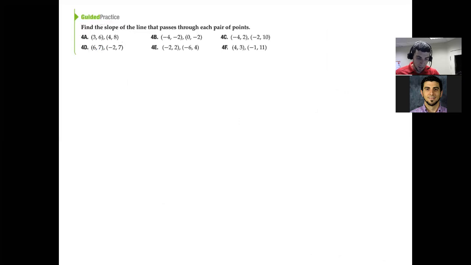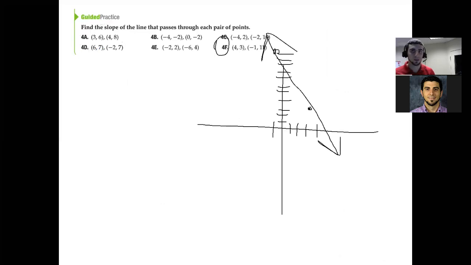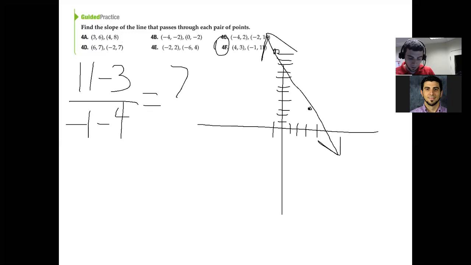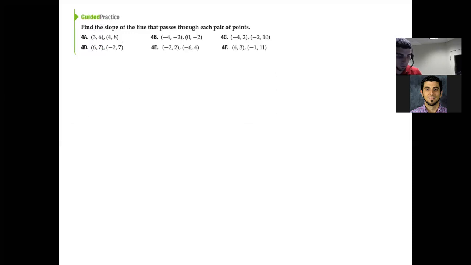Okay, and F. If I plot those points, -1, 1, 2, 3, 4, 5, 6, 7, 8, 9, 10, 11, and 1, 2, 3, 4, 3. What kind of slope should I get just by looking at the graph? Right, I should get a negative slope. So I would do 11 minus 3 over -1 minus 4, which gives me 8 over -5, which is -8/5. So the line does fall. Okay, so the slope is negative.